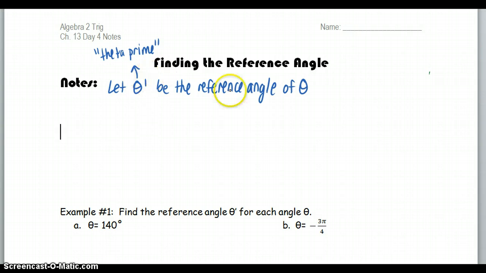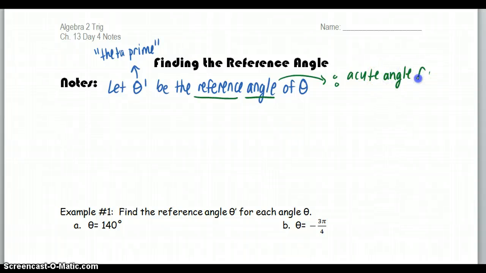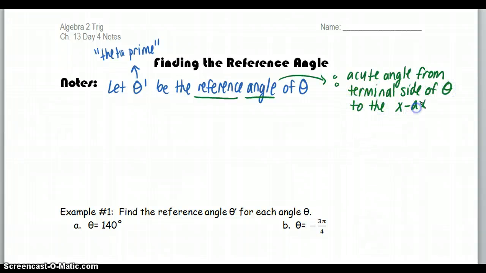Okay, so it says let theta prime be the reference angle of theta. And a reference angle is the acute angle from the terminal side of theta to the x-axis. So it's the acute angle that's formed by the terminal side of our angle theta to the x-axis. And I'm going to show you some examples of what that might look like.